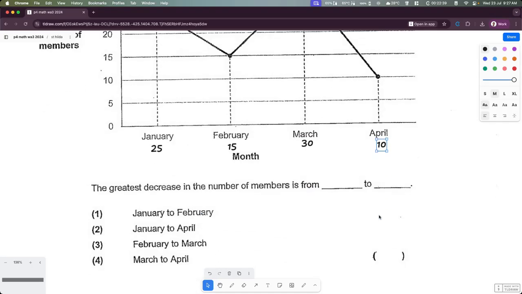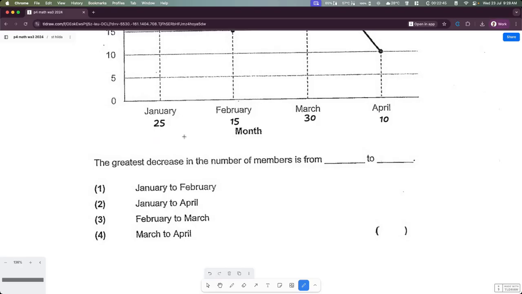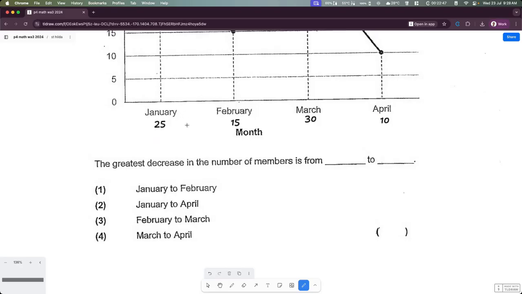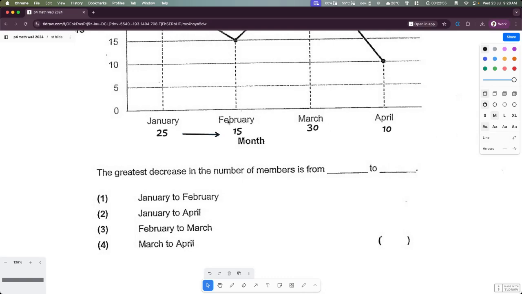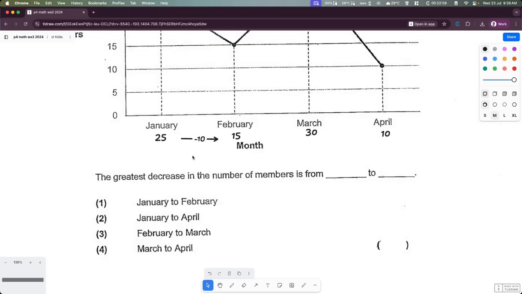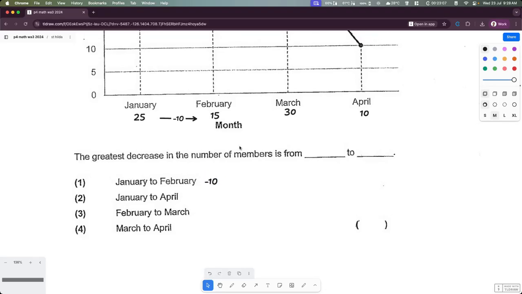Now you see January to February. Basically it decreased, right? But how much did it decrease? It decreased from 25 to 15, which is minus 10. 25 minus 10 becomes 15. So here we can write down minus 10. That's the decrease.